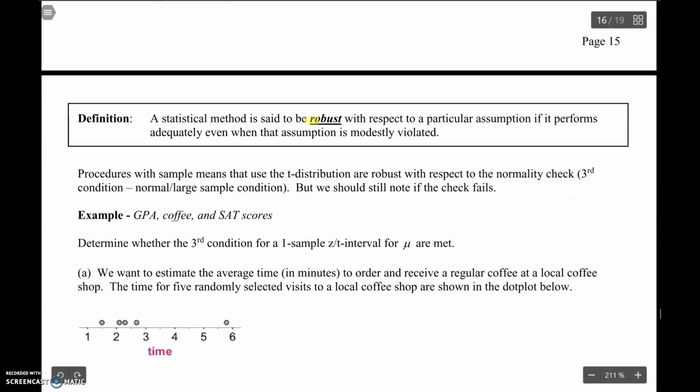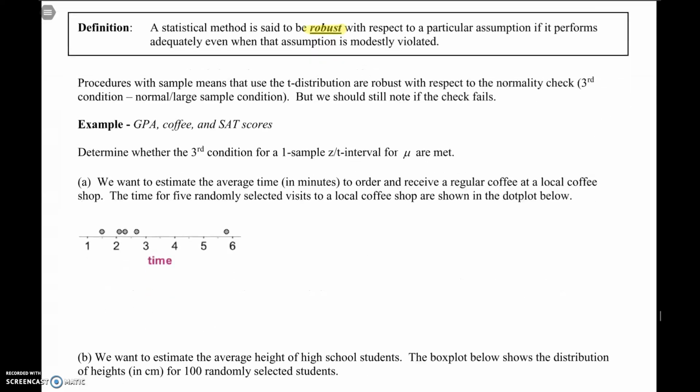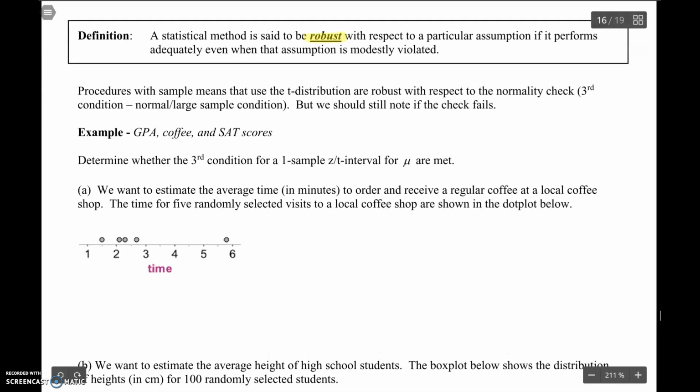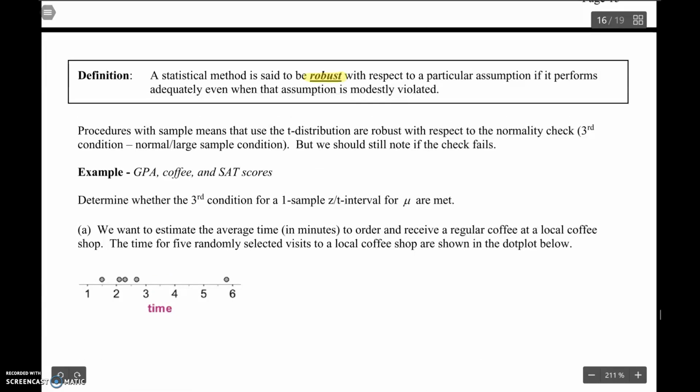this idea of robustness of T procedures. So let me give you a definition here. The definition of robust in statistics. A statistical method is said to be robust with respect to a particular assumption if it performs adequately even when that assumption is violated. So what does that mean? That means if you fail a check, the procedure is still pretty effective.